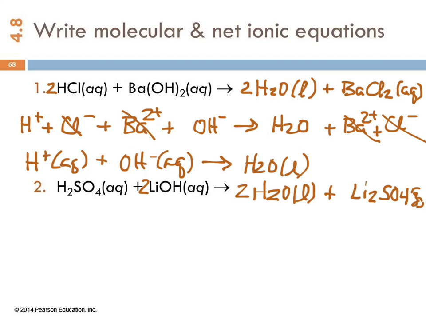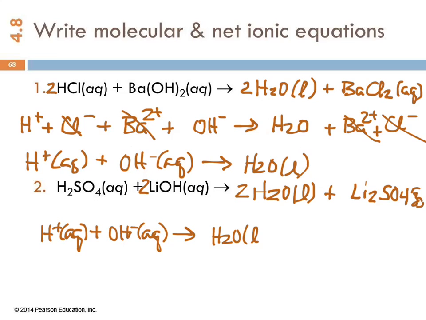What's the net ionic equation for this? It's the same as the one above. The hydrogen ion plus the hydroxide ion forms water. I don't recommend that you just take that because I said so. You can go through all the steps and write the complete ionic equation and cross off the spectator ions and prove it to yourself. I think that's a good idea. Any questions?